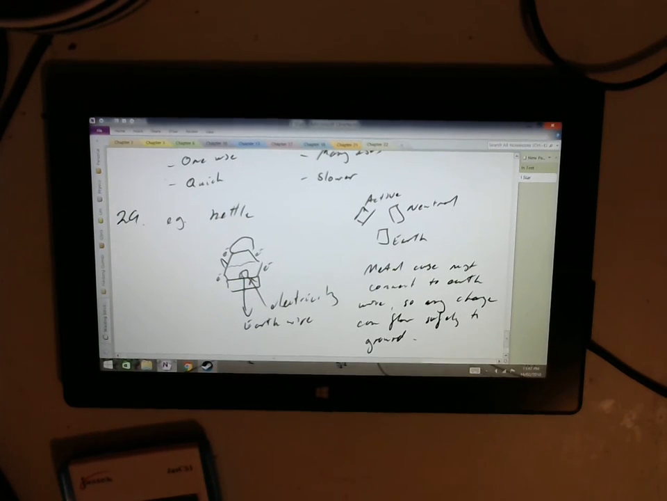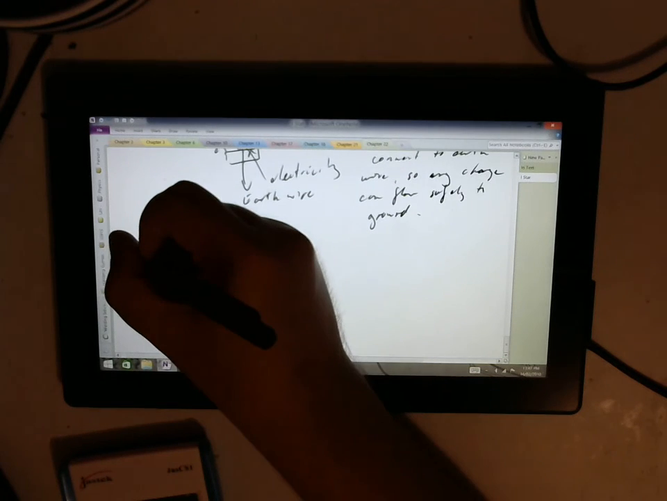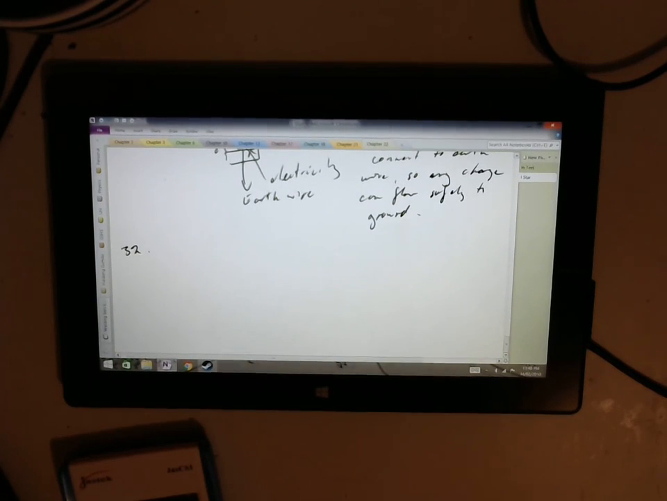And finally, question 32. Draw the circuit diagram that represents the following description. Okay, so this is a long description. Let's go through it first once.